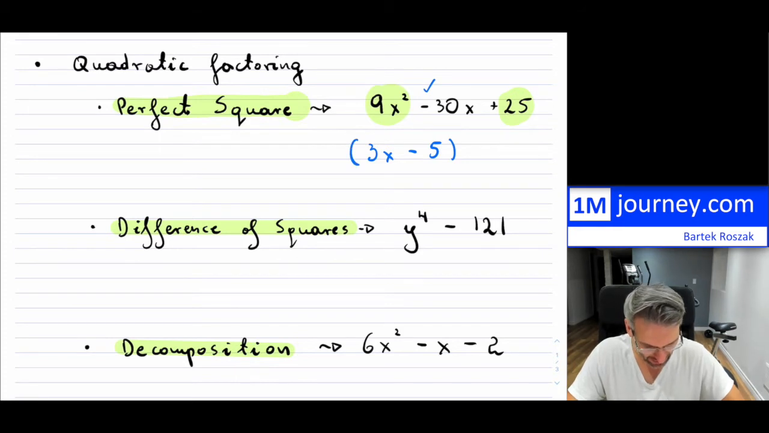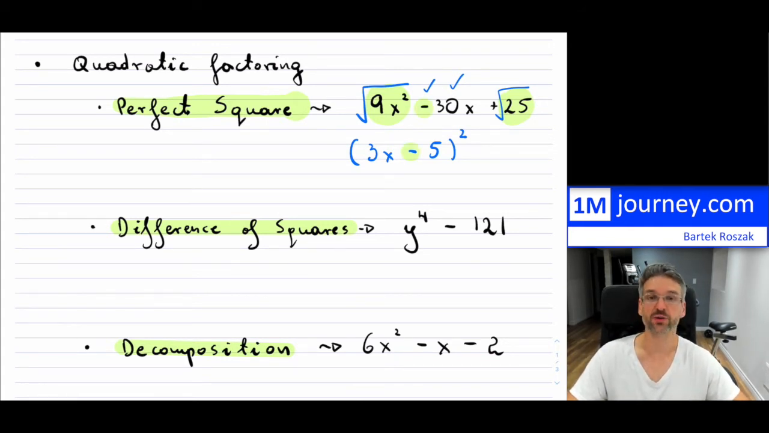And now the idea is, if this really is a perfect square, then if I would expand this out, I should get this middle term, which is minus 30x. So indeed, that's exactly what would happen here. So perfect squares are kind of nice. Again, you can take the square roots, you look at the sign, you put the sign in here, and then you can just expand.